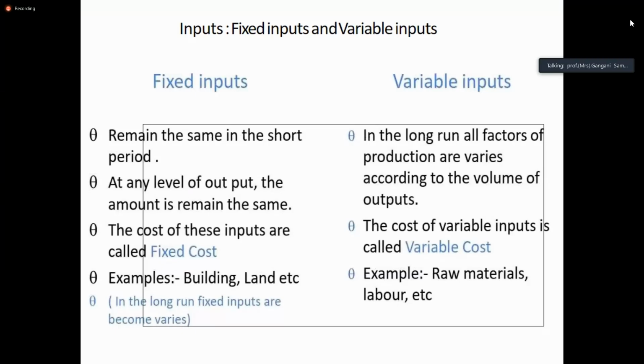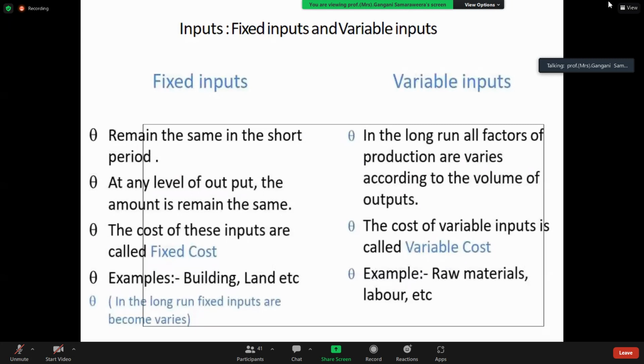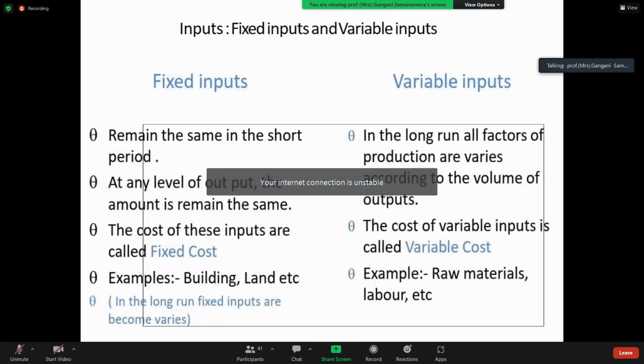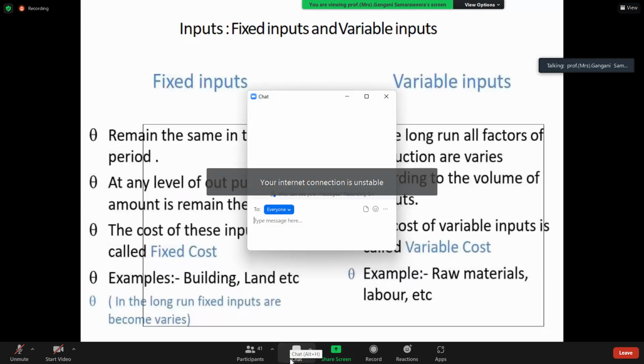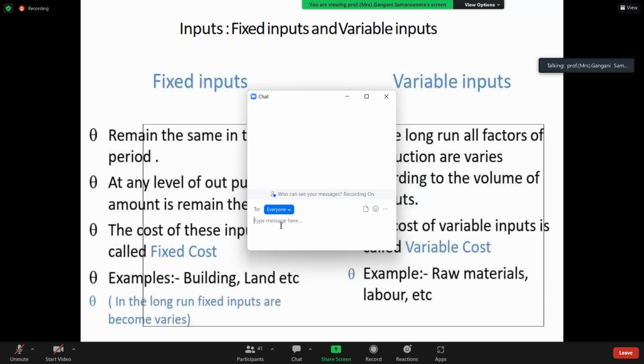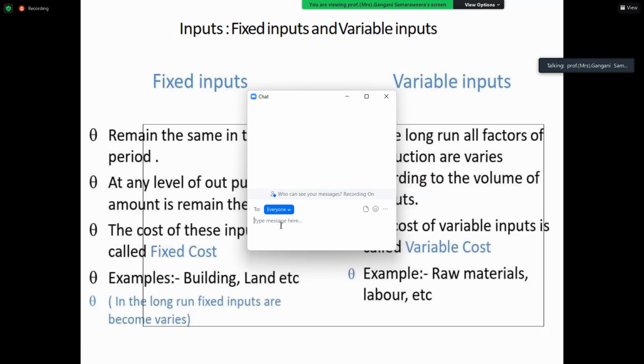The cost incurred to get these fixed inputs is called fixed cost. The cost of taking variable inputs is called variable cost. So these are two main cost components: fixed cost to buy fixed inputs, variable cost to buy variable inputs. Clear up to now?